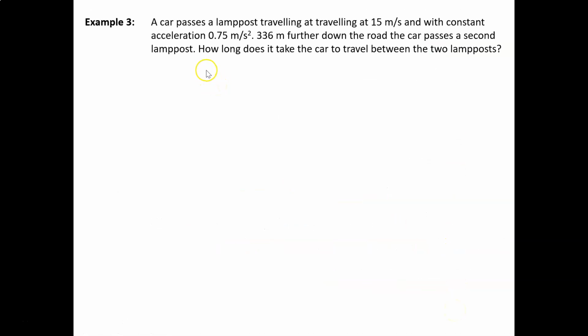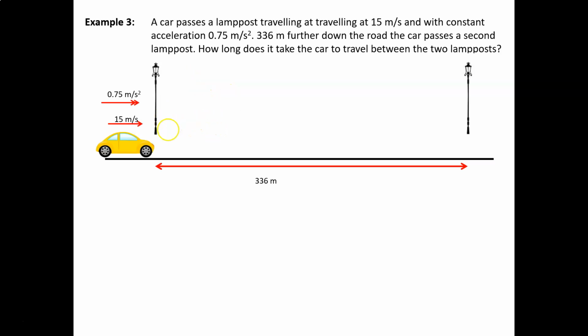Example 3. A car passes a lamppost travelling at 15 meters a second with constant acceleration of 0.75 meters a second squared. 336 meters further down the road, the car passes a second lamppost. How long does it take the car to travel between the two lampposts? So what do we know? Well, let's draw a diagram and see what we know. So at the beginning, it's travelling at 15 meters per second and it's got an acceleration of 0.75. Between the two lampposts, we've got 336 meters.